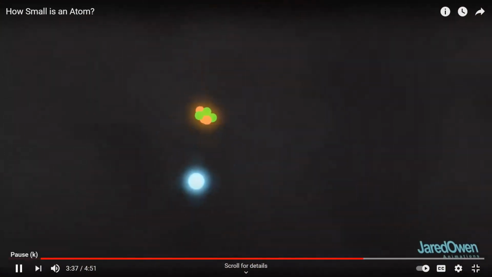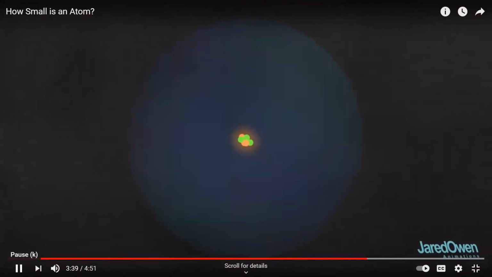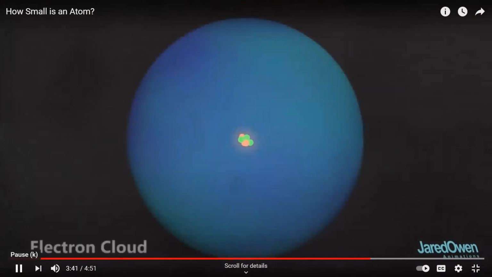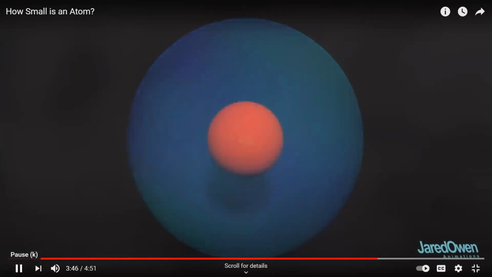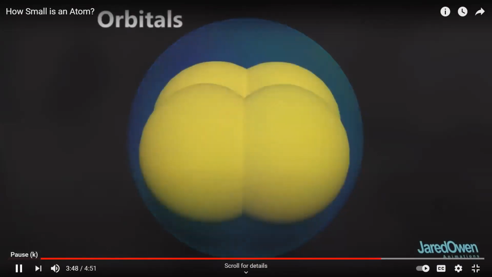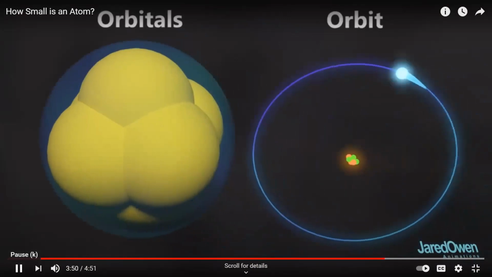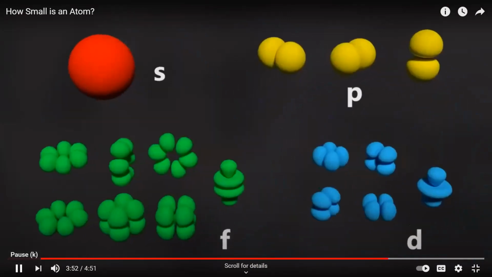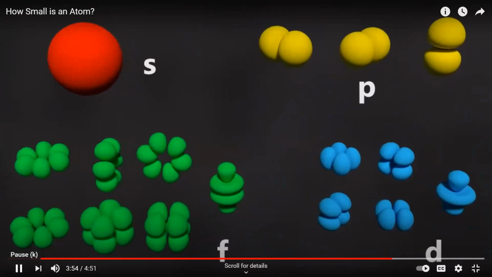The best we can do is predict where the electron will be found. This area is most commonly known as the electron cloud. However, if we want to be more specific about where to find electrons, you'll need to know about orbitals. This is not the same as orbit. Orbitals are specific shapes where electrons live in.